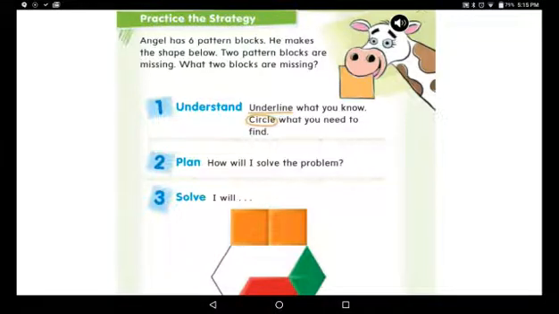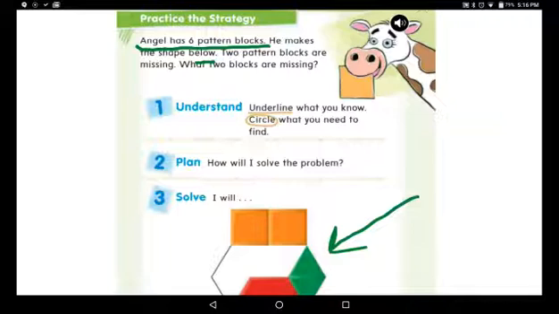Angel has 6 pattern blocks. That's what we know, right? We will underline what we know. Then he makes the shape below. I'm gonna look at the shape below. Look at the shape below. This is the shape.